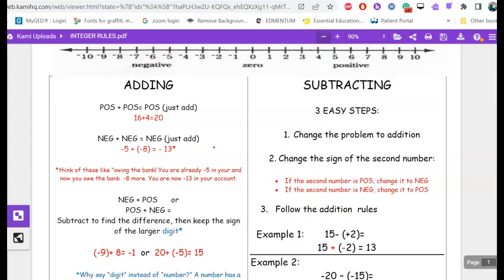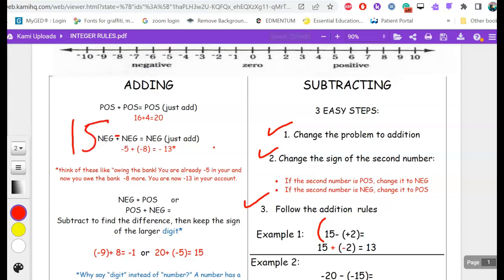So over here for our subtraction rules, there are 3 rules for subtraction. Rule number 1, change the problem to addition. Rule number 2, change the sign of the second number. If that second number is positive, change it to negative. If that second number is negative, change it to positive. And then rule number 3, follow your addition rules. For example, I put it here below.